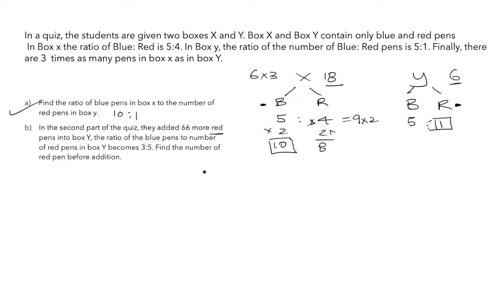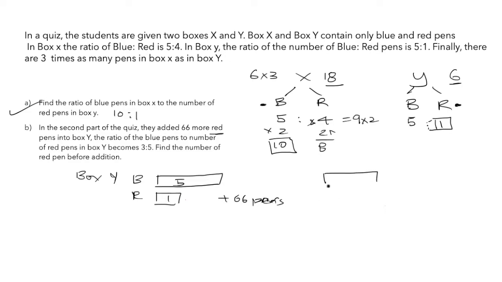Okay, the second part is that we add 66 more red pens into box Y. So let me just name box Y. Initially, blue is 5 to red 1. And when I add 66 red pens, the ratio becomes 3:5.